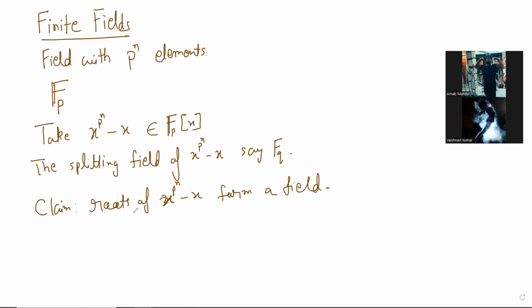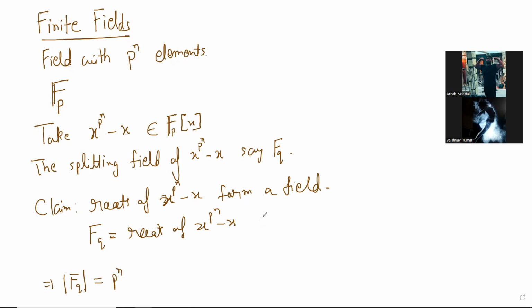So what does it mean? Well, it means that this FQ is basically the roots of this polynomial, because by definition of smallest, FQ is just this itself, right? And this implies that the size is P to the power N.